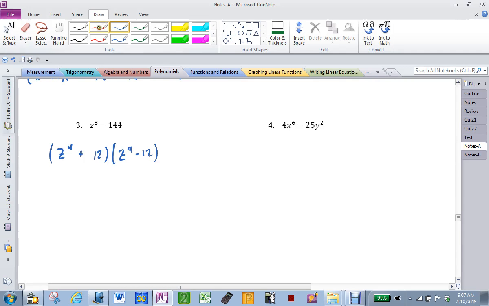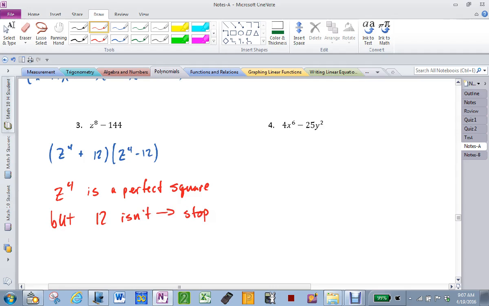No. So this is another mistake you guys make. You don't know when to stop. Right? Because you're not actually thinking about what you're doing. You're thinking about whether or not it fits your patterns. Yes? So here, Z4 is a perfect square, but 12 isn't. So we stop. Cool?